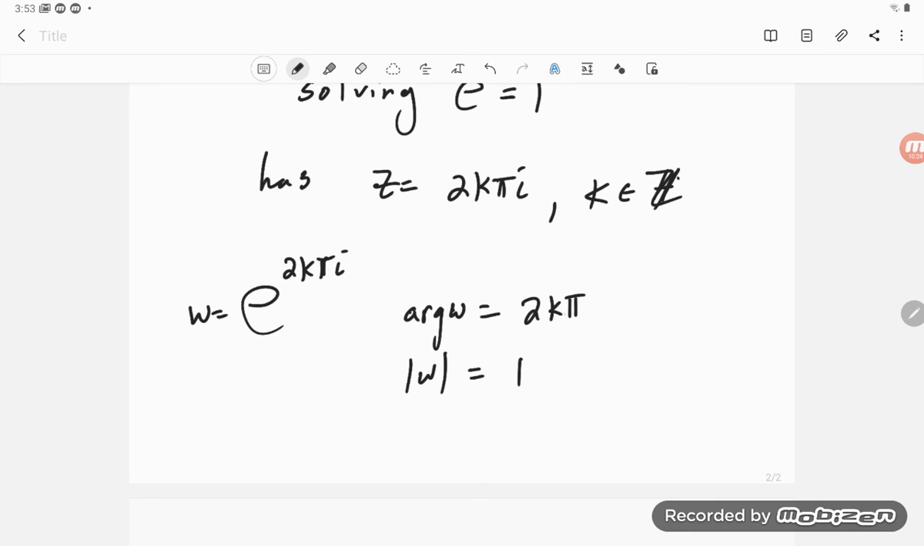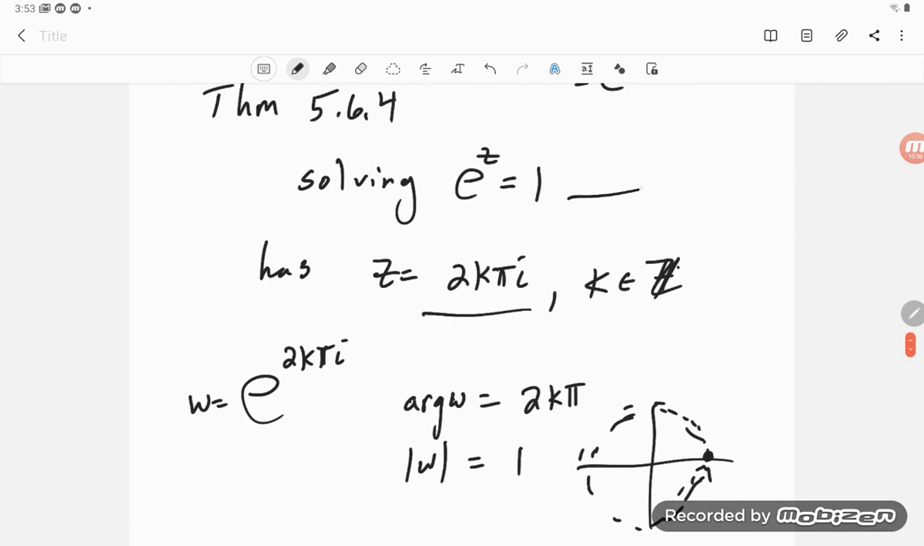And so if k is in the integers, then as you look at the graphical situation here, here's 1. And if k is 0, I'm there. If k is 1, well, I went around the circle and I came back and I'm still there. Twice around. I could go around in the negative direction. So sure, those are all the solutions. So there are an infinite number of solutions to that equation. And that brings us to the end of section 5.6.